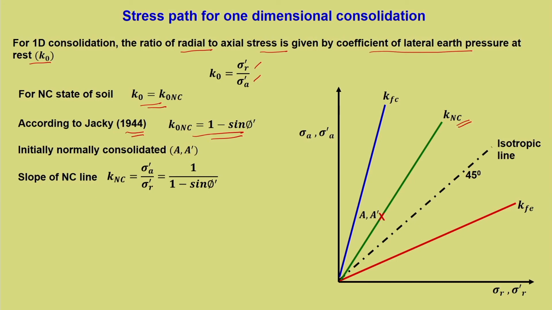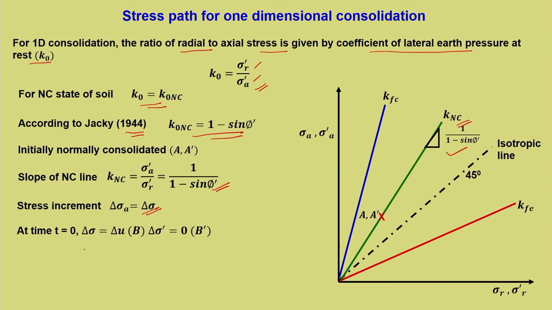Now, the slope of the K_NC line is sigma_a' upon sigma_r', which is the reciprocal of K naught. So it will be 1 by (1 minus sin phi'). So, this will be the slope of the K_NC line. Stress increment: let us say that sigma_a is incremented by delta sigma.